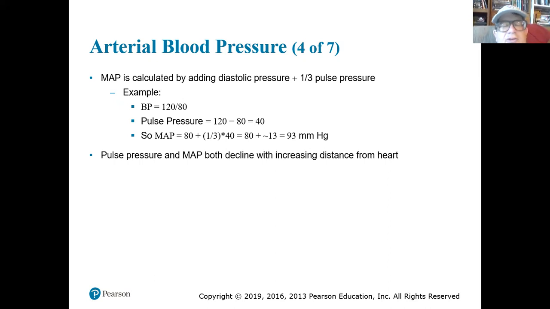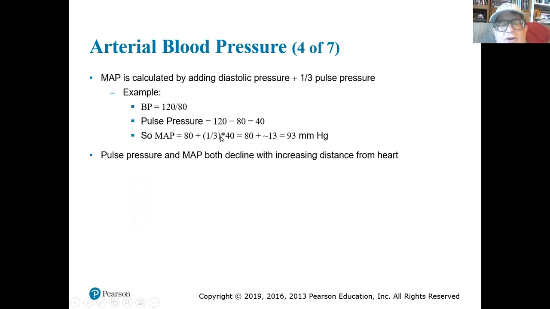All right, mean arterial pressure, yeah, you're going to have to know it, is calculated by adding diastolic to 1/3 of the pulse pressure. So if your blood pressure is 120/80, the difference in 120 and 80 is your pulse pressure. That's 40. So mean arterial pressure would be 80, the low, the diastole, plus 1/3 times 40, 1/3 of the pulse pressure.